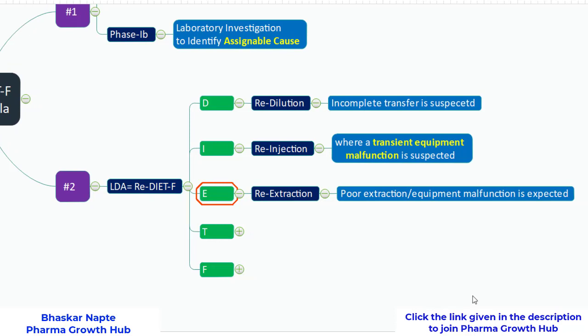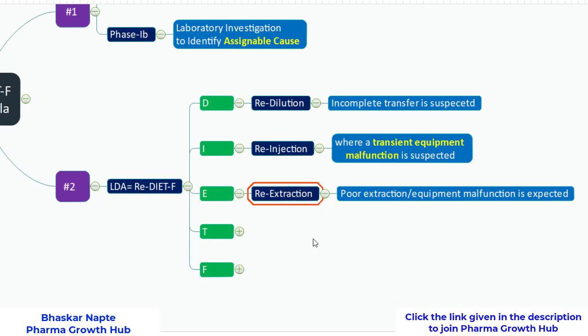The poor extraction or equipment malfunction is expected. So if you think that probably the sonication was not done properly, if you think that the sample solution was not sonicated up to the designated time, if you feel that the sonicator was not performing well during that time, you can always think of the re-extraction.